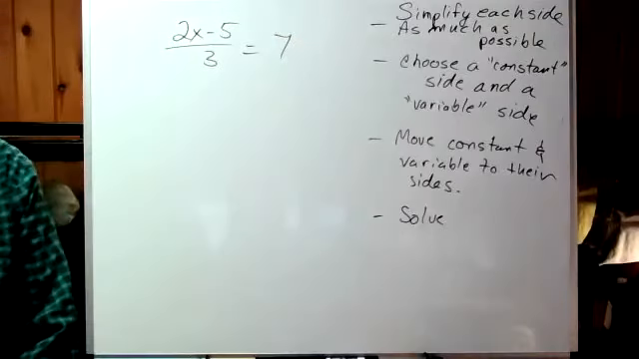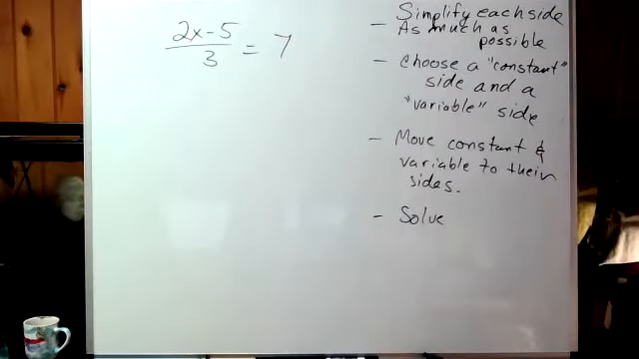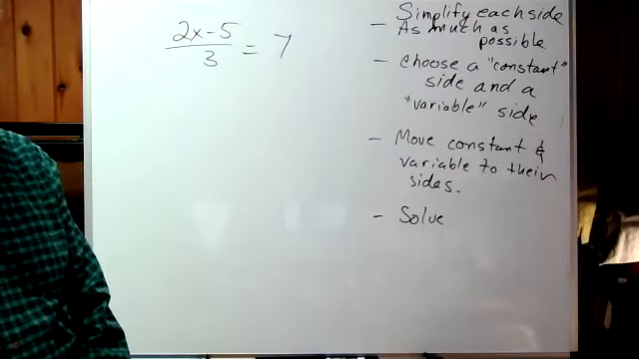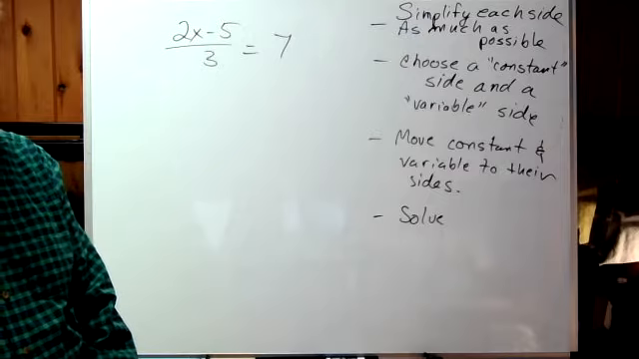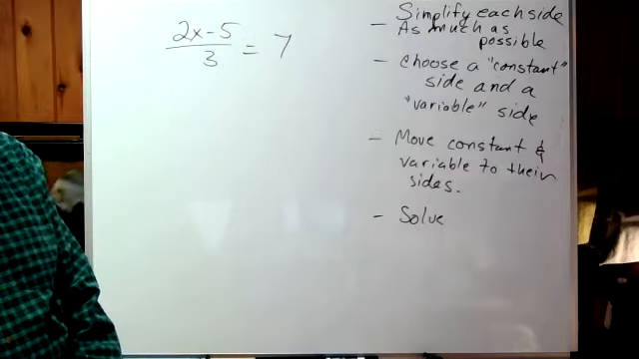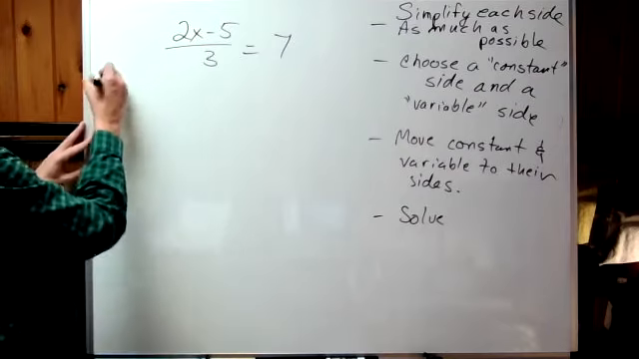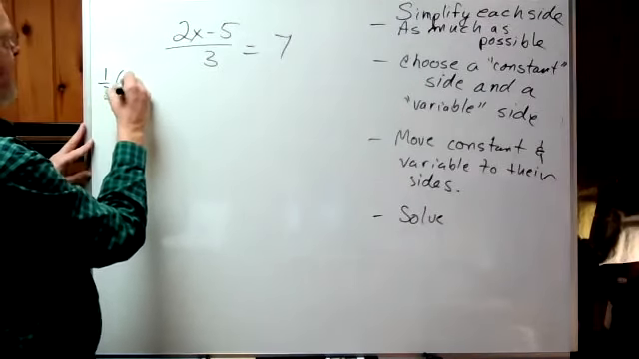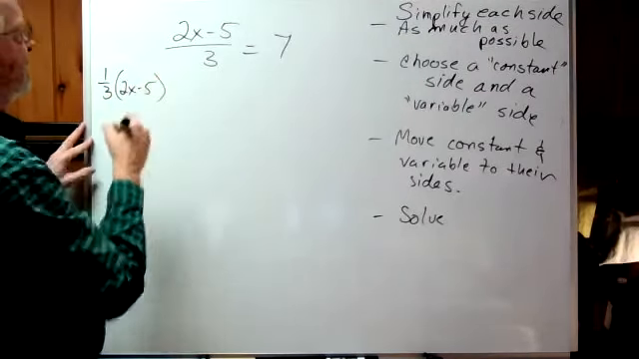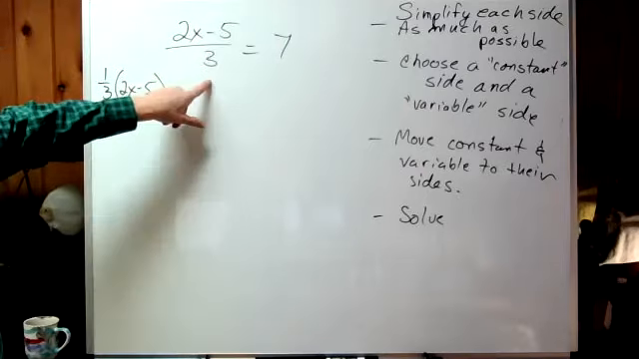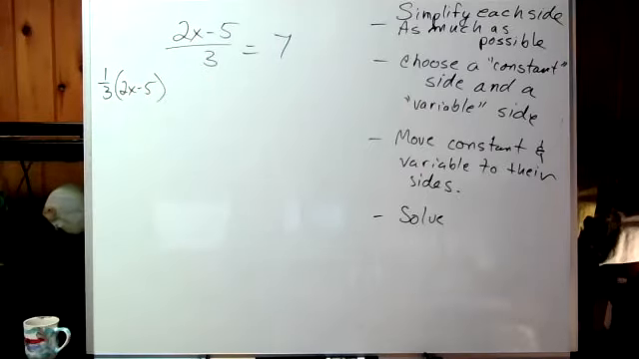This looks a little different. How many terms are on the left side of that equation? Yeah, it's just one messy looking thing. I'd like to point out, this could also have been written as 1/3 times 2x minus 5. See how those two are different ways of writing the same thing here? 2x minus 5 divided by 3 is the same as multiplying it by 1/3.